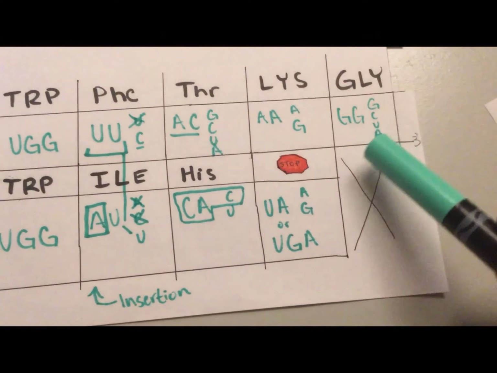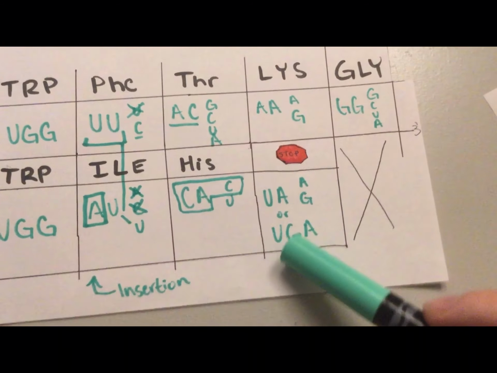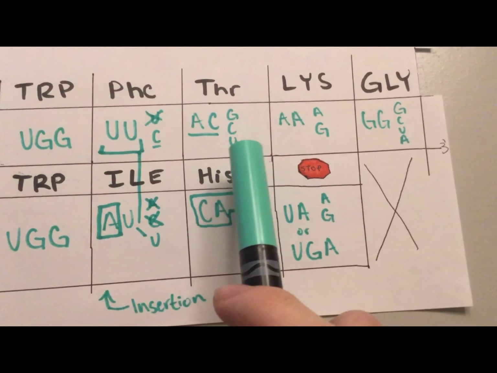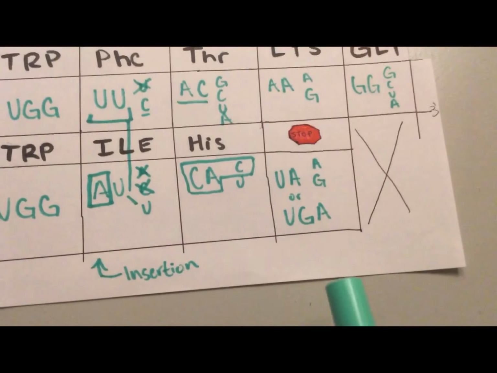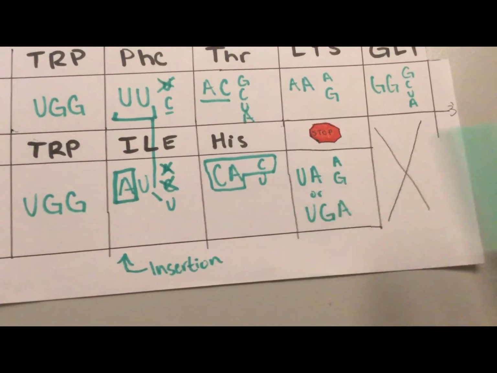Finally, all stop codons start with a U. So we know that we're going to have to start with this U right here. So it's going to be U then AA, which we have right here. So UAA.